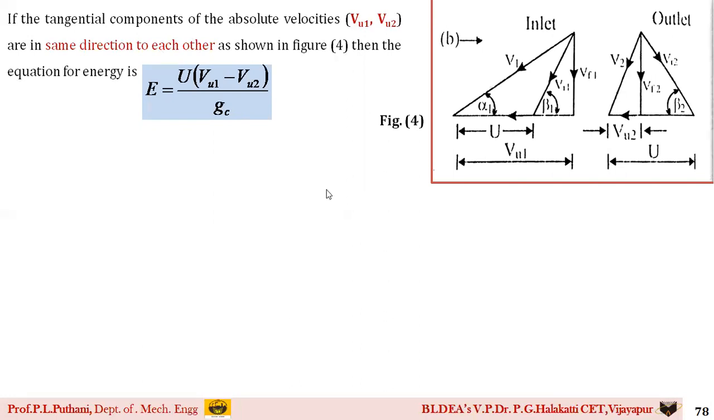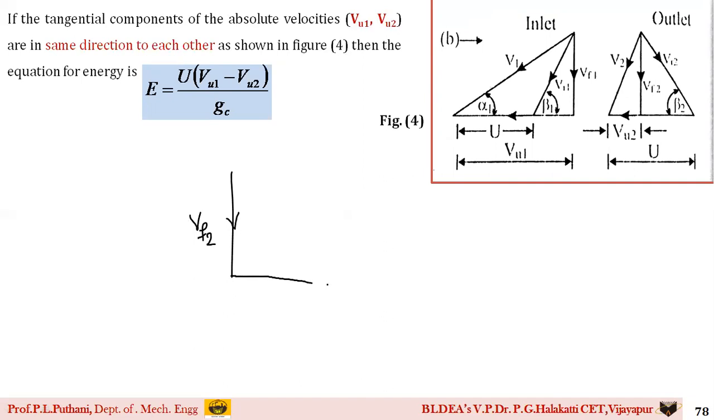So initially, I will redraw the outlet velocity triangle. How was the outlet velocity triangle? It was in this particular fashion. That is, this was my VF2.